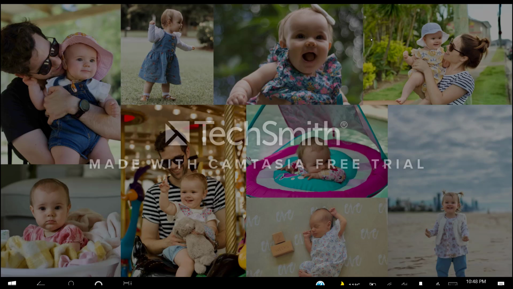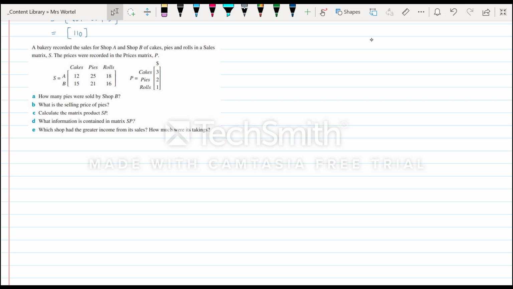So we're going to look at one more question. The bakery recorded the sales for shop A and shop B of cakes, pies, and rolls in a sales matrix S. So that's this one here. The prices were recorded in the prices matrix P. How many pies were sold by shop B?